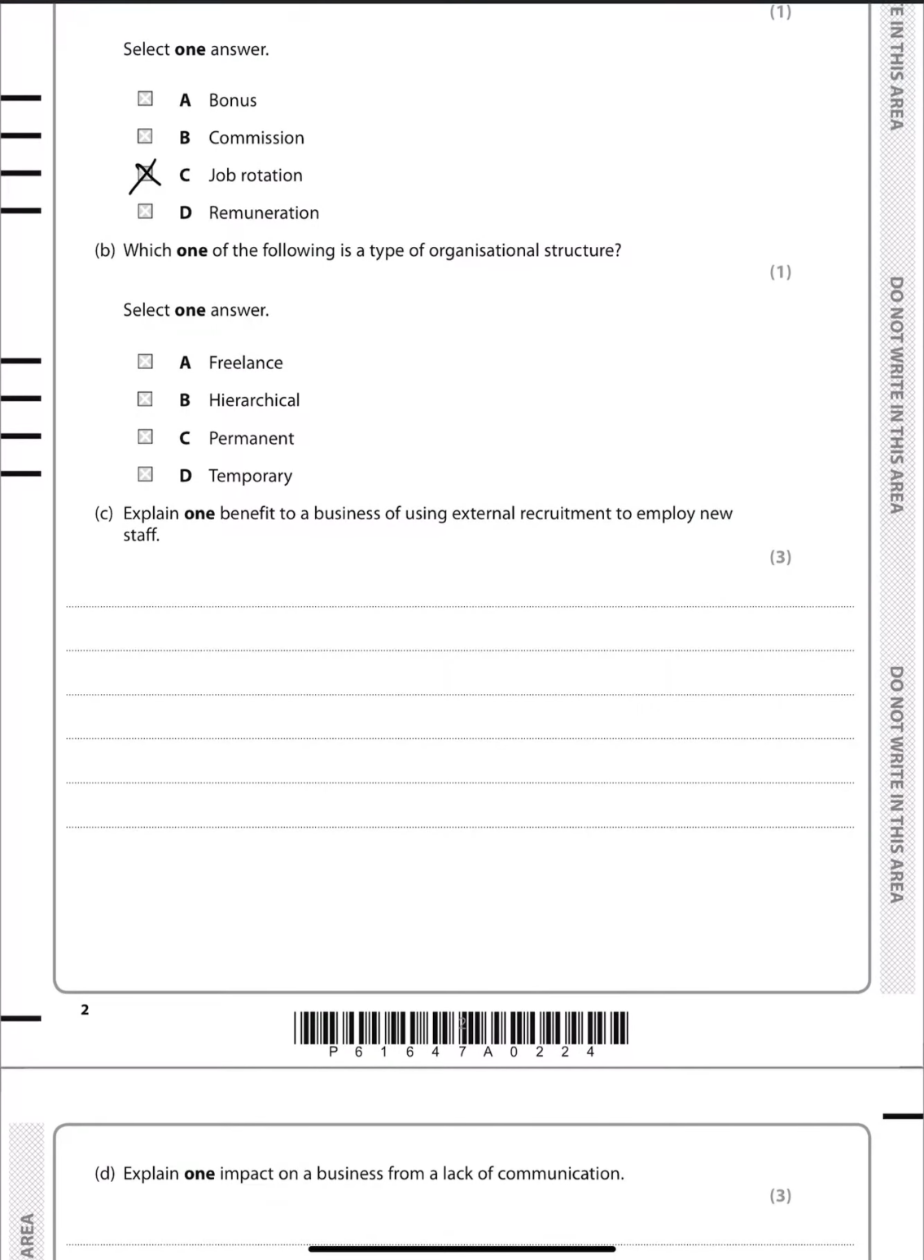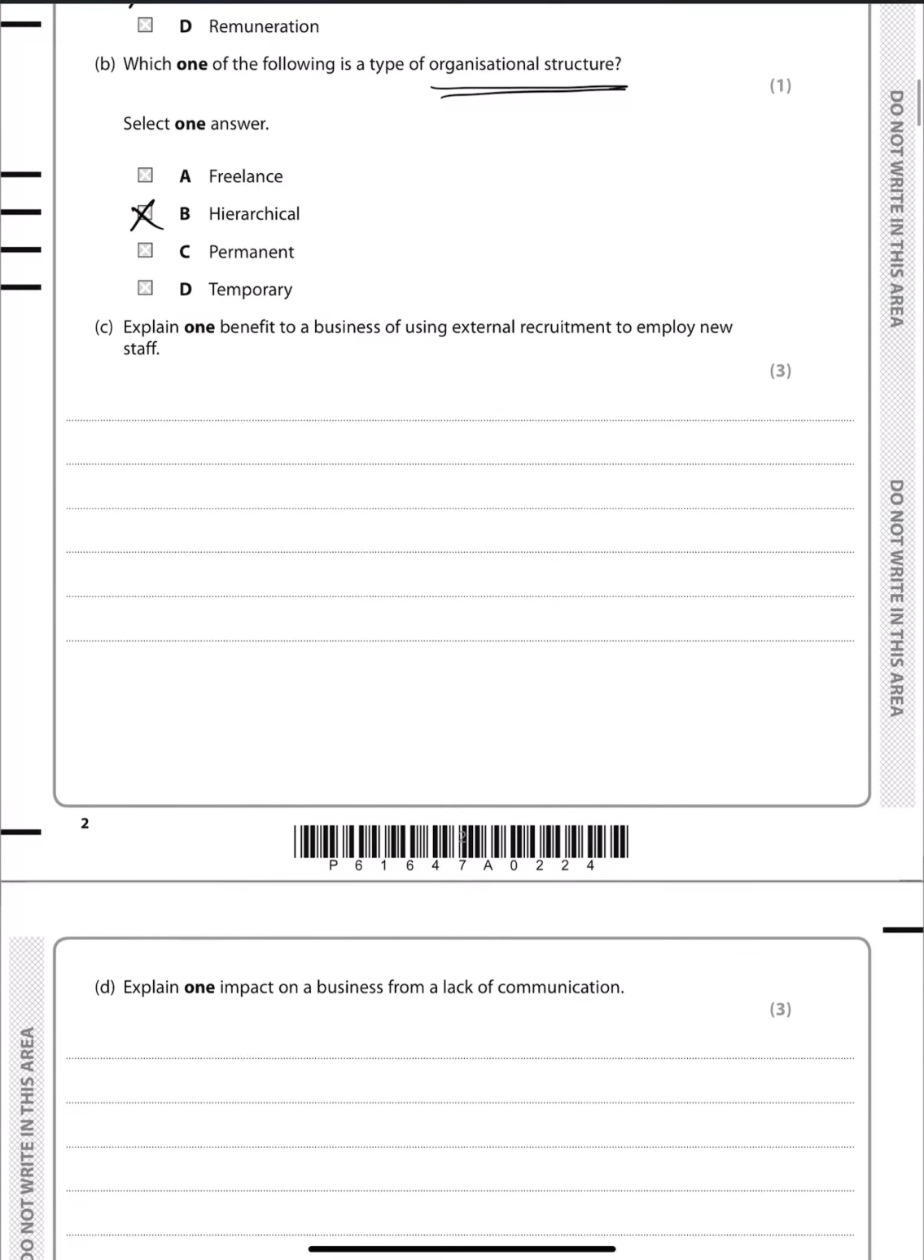Part B, which one of the following is a type of organizational structure? So we're talking about organizational structure and not about organizations in general. So part A is freelance. It is not a type of organizational structure, it is a type of business. Hierarchical seems like the correct answer. Permanent and temporary, they're not really structures, so hierarchical is our correct answer. So that's one type of organizational structure.